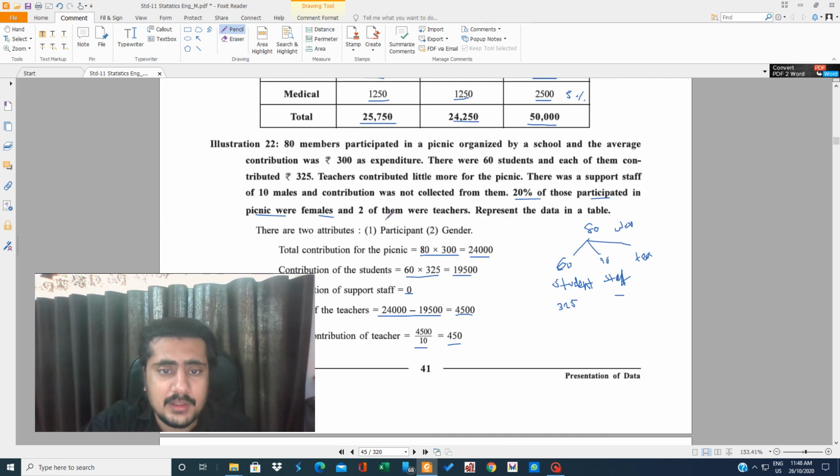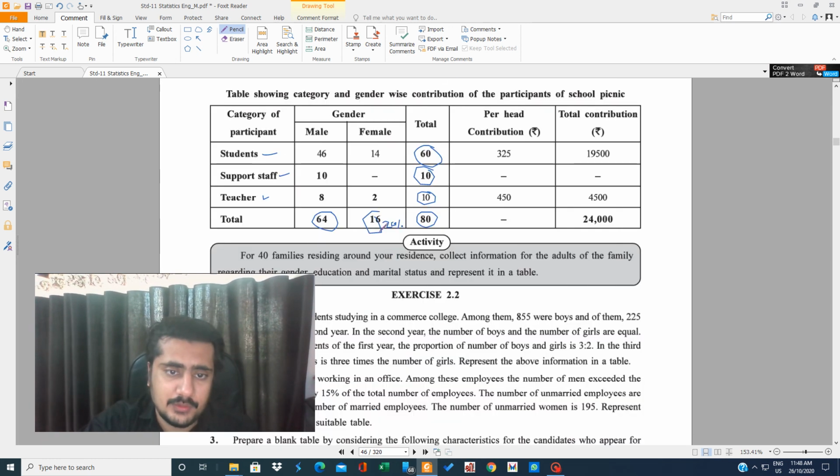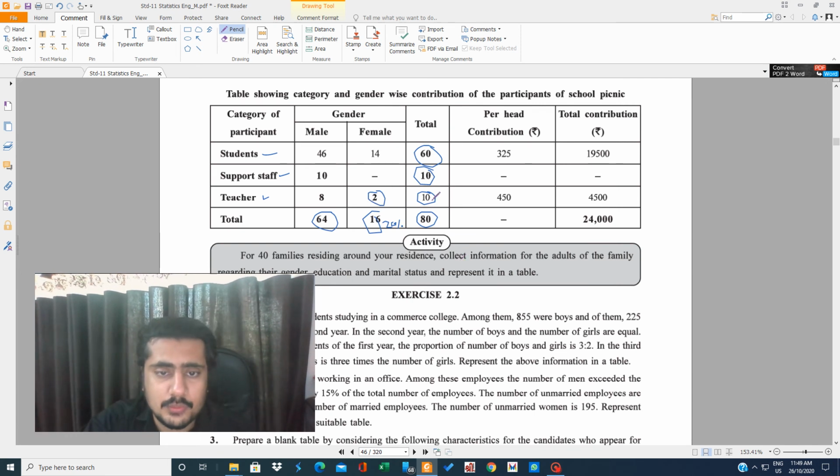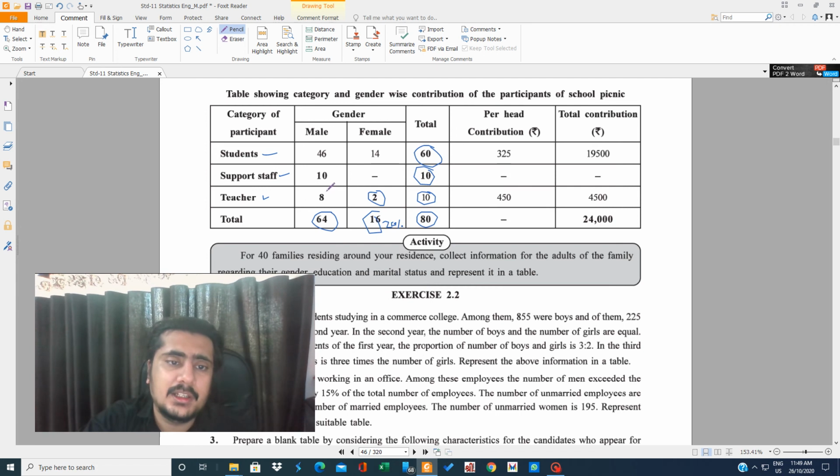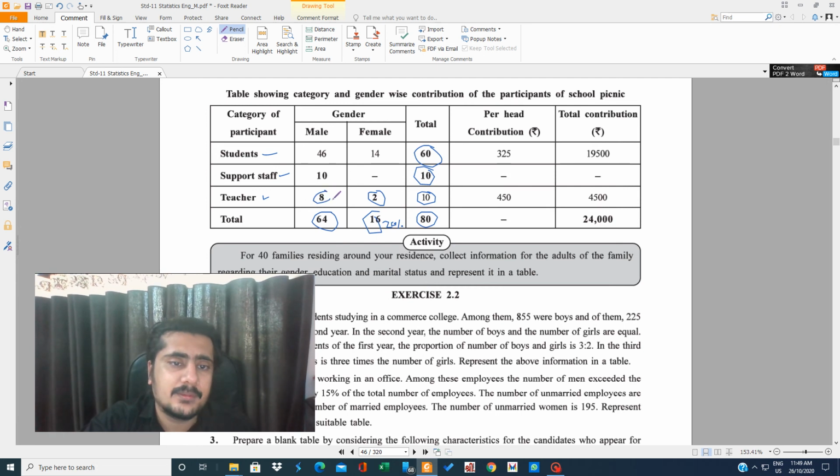Of them, two were teachers. Now from 16, these two were teachers. So from total 10, if two were female teachers, then 8 would be male teachers. Okay, this is clear.